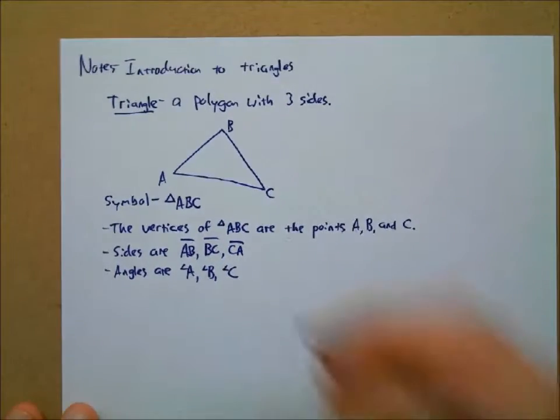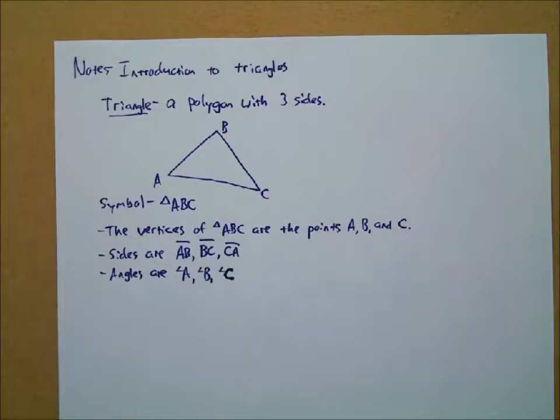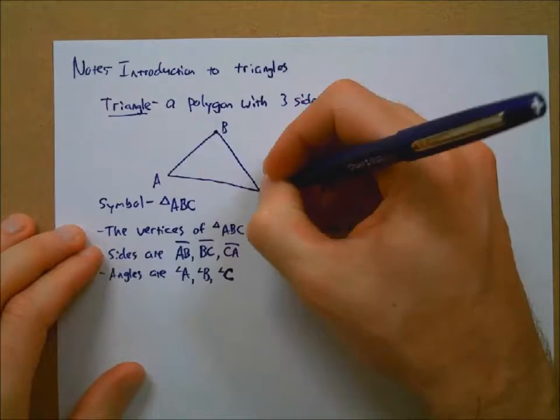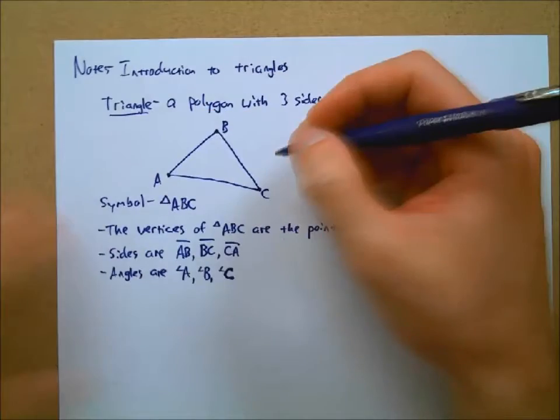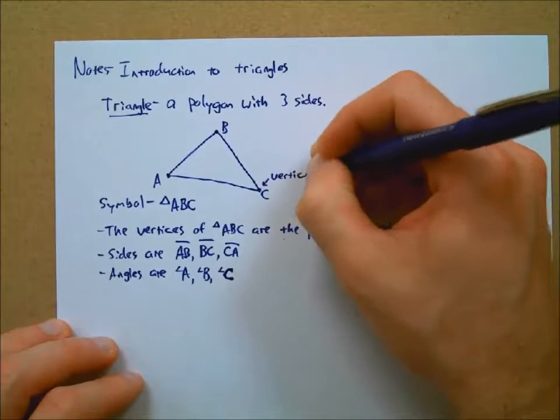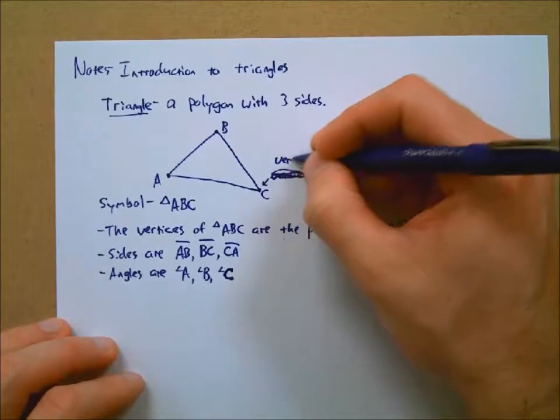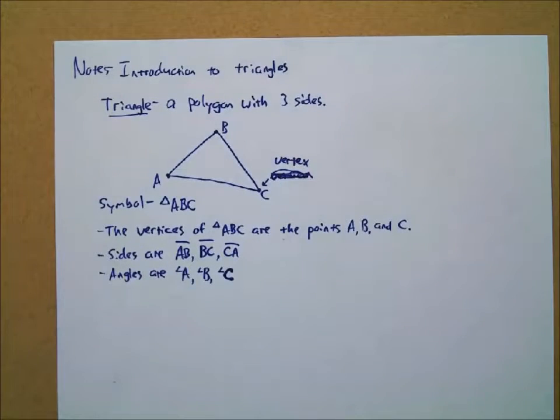And remember that word vertex. We first learned the word vertex when we were talking about angles. The vertex is like the pointy part of the angle. And so that's why we also refer to A, B, and C as the vertices. Those are the pointy parts. So we use the word vertex both for the points on the shape and for the point on the angle.